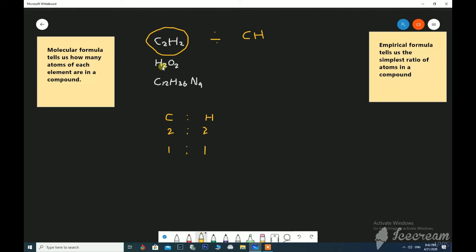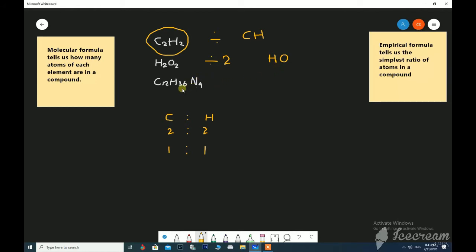Let's move to our second example. Here also we can divide both by 2. By dividing both hydrogen and oxygen by 2, we will get 1 hydrogen and 1 oxygen. No need to write down the 1 here. So, the empirical formula for hydrogen peroxide is HO.